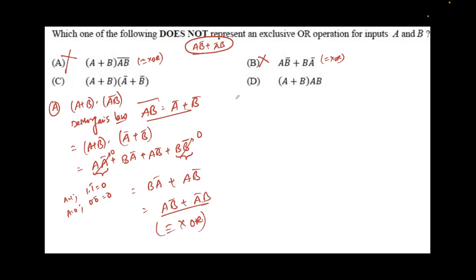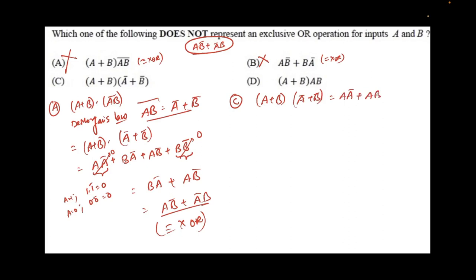Now let's try to solve option B. We have already seen that it's XOR. So let's try to solve option C. C is (A plus B) times (A bar plus B bar). Now note that we already solved this: A times B into A bar plus B bar. So option A and option C are effectively the same. So I'll just write it for the sake of completion.